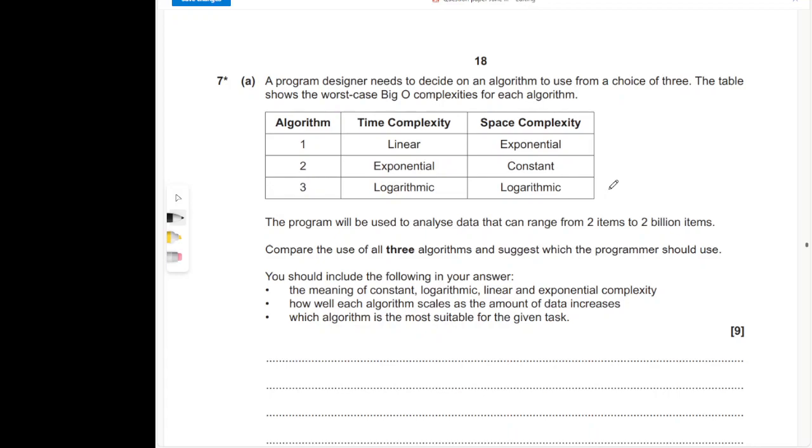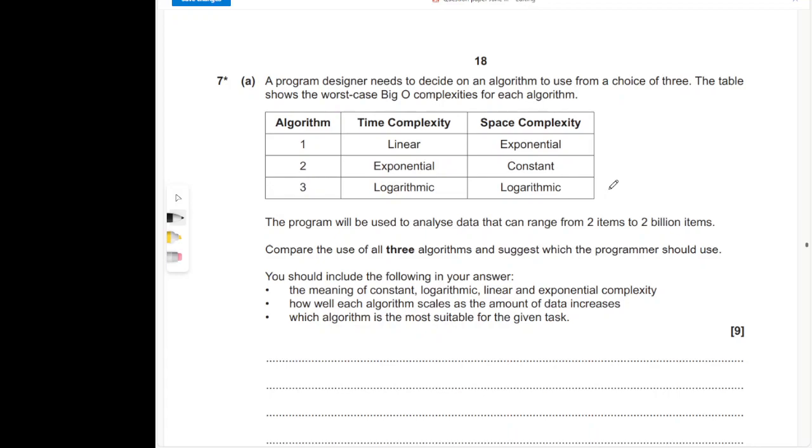Okay, so algorithm 1 has got a time complexity of linear. It's got space complexity of exponential, which is not good. Algorithm 2, exponential time, which is not necessarily good, but it's got constant space. So it's an in-place algorithm, that one. Algorithm 3, logarithmic for both. Okay, right. So that's the outline.